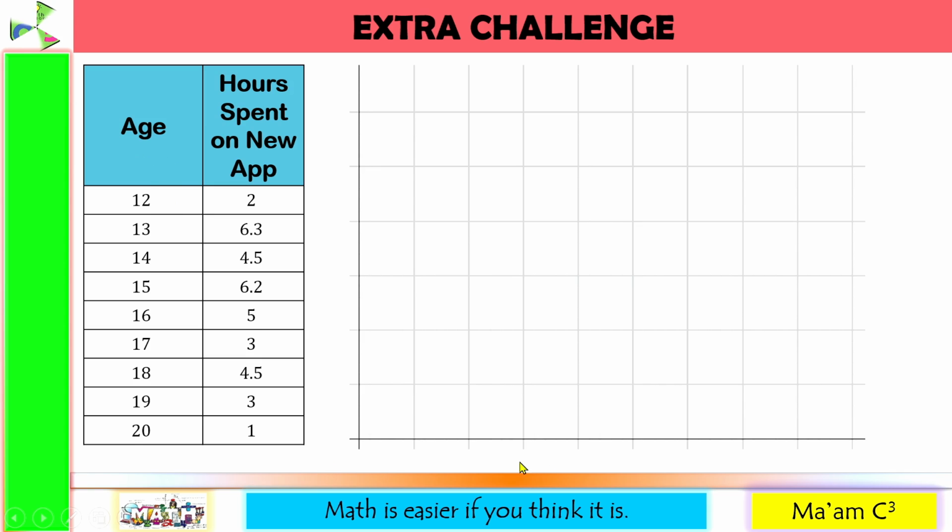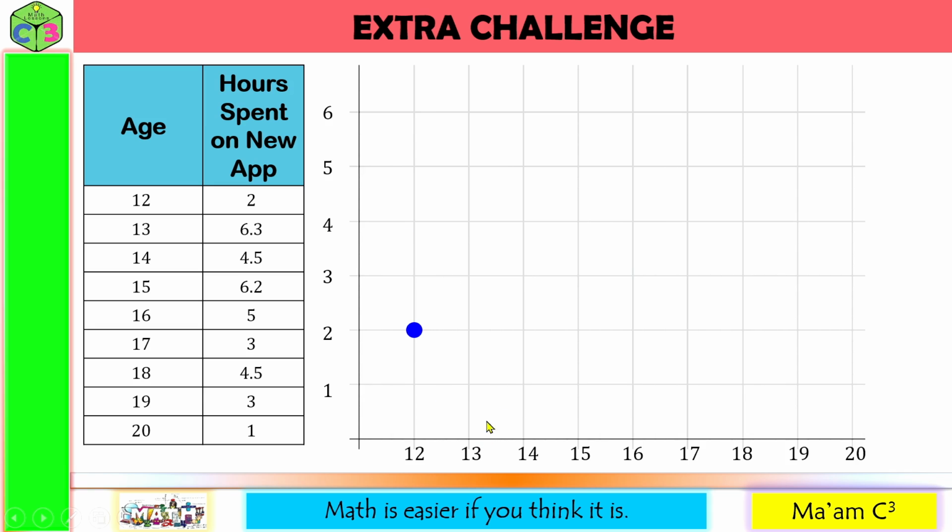So I'll put it here on the x-axis from 12 to 20. And then for the hours spent on the new app, that would be on the y-axis. The smallest number is 1. The highest number is 6.3. I'll just use an increment of 1. So 1, 2, 3, up to 6. Now let us plot. For 12 years old, number of hours spent on new app is 2 hours.